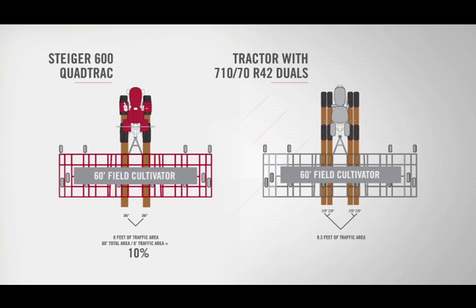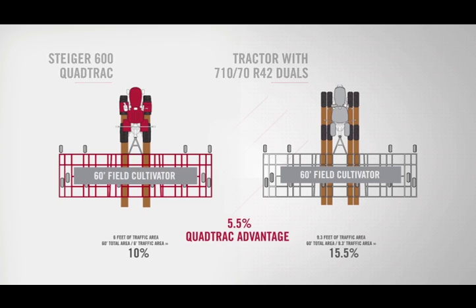Compare that to 9.3 feet with a wheeled tractor putting pressure on the ground in that same 60-foot area, which equates to 15.5% traffic area. That's a 5.5% difference. And this doesn't even take into account the lower PSI or ground pressure associated with the wider footprint of the quad track versus a wheeled tractor.